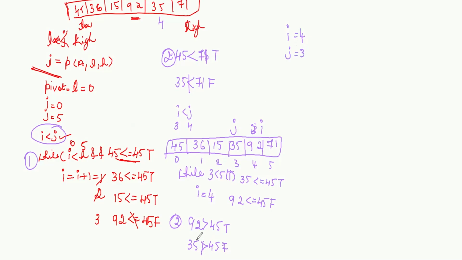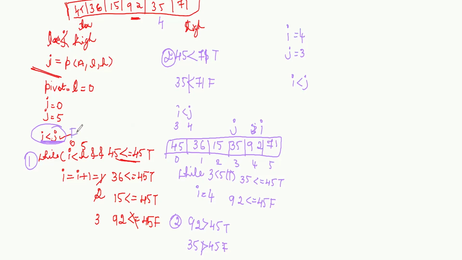Now, once the while loop fails, I'm going to come out and check if I is less than j. Then I'm going to swap A of I with A of j. But in this case, it is false. Hence, I will come out of that particular condition and I will directly go to the outer loop and I will check if I is less than j.